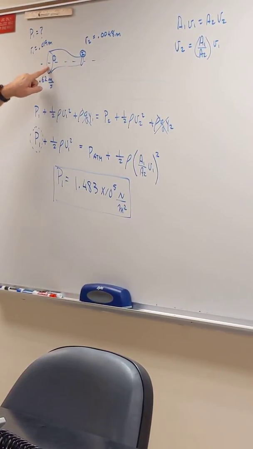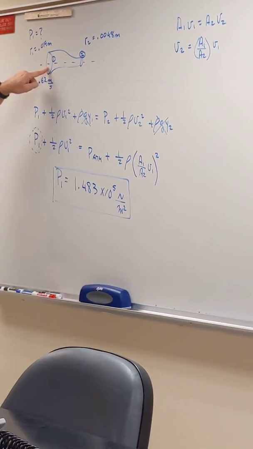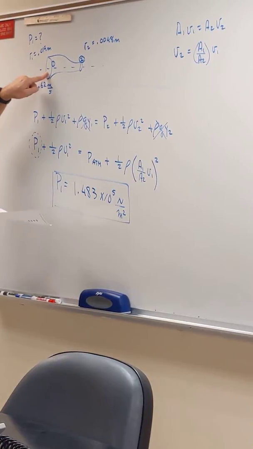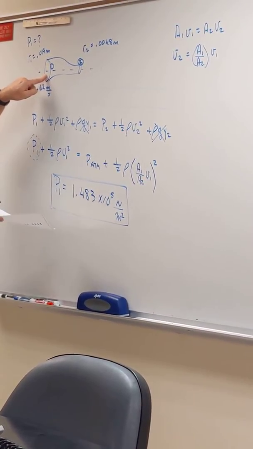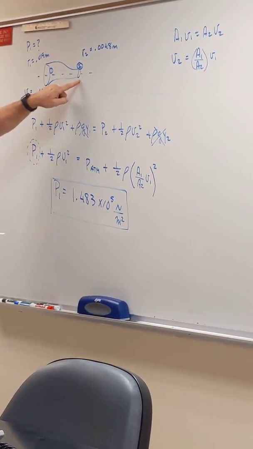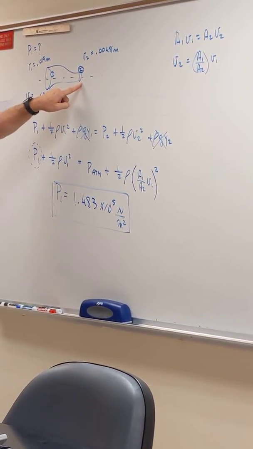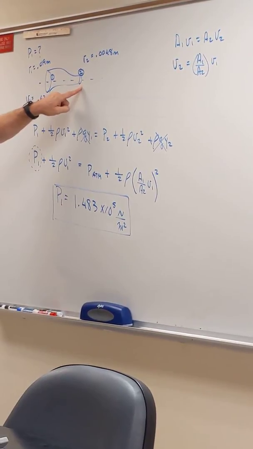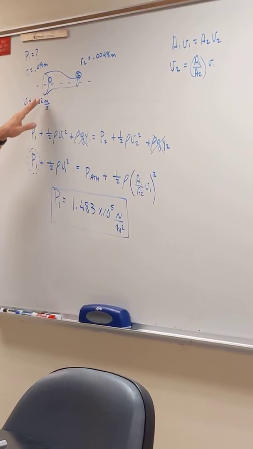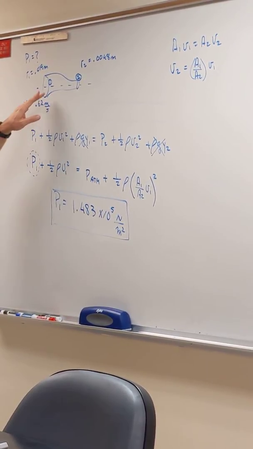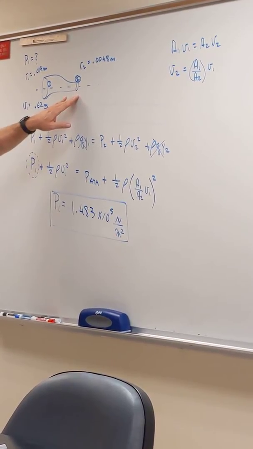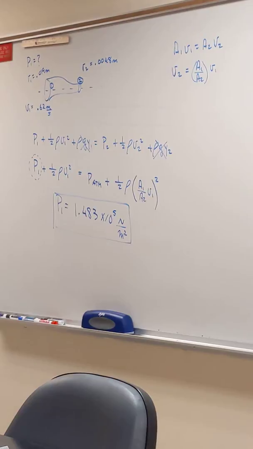What's the pressure here? P1 is 1.48 times 10 to the fifth newtons per meter squared, or pascals. What's the pressure here? 1.3 times 10 to the fifth. The pressure is higher here with lower velocity, and here I have lower pressure and higher velocity. Does that seem weird to you?